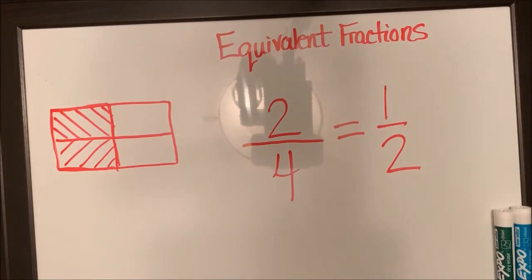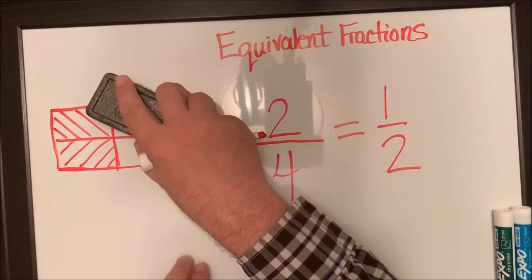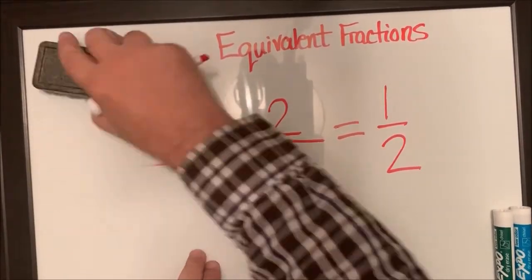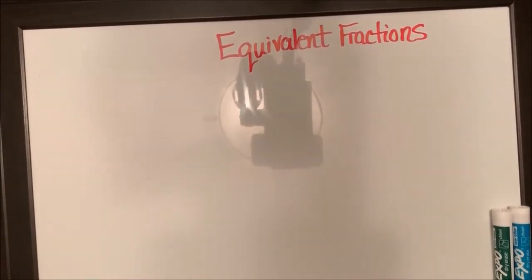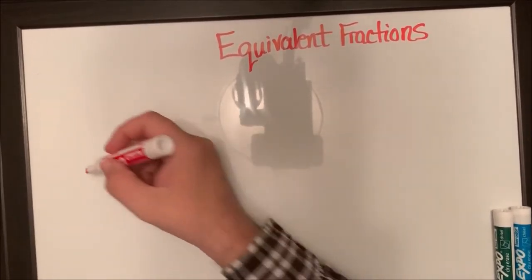I challenge you to say that fast, really quick. Say it fast 5 times. Equivalent, equivalent, equivalent. It's a tricky word to say. Equivalent fractions. Okay, let's do another example.